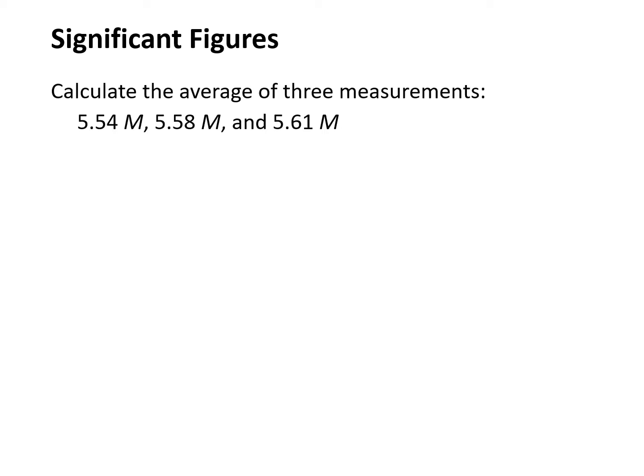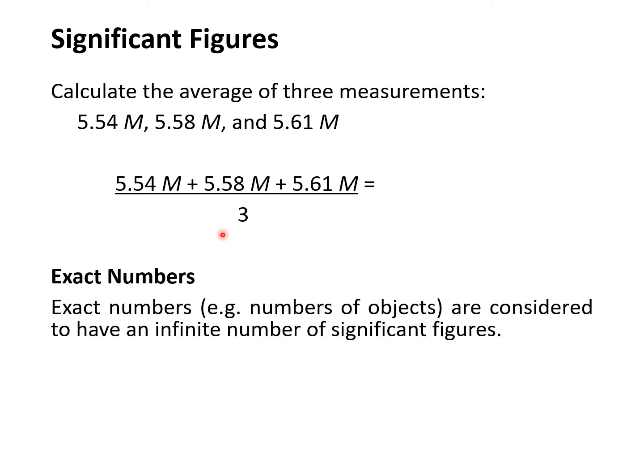In this example, we are asked to calculate the average of 3 measured concentrations: 5.54 molar, 5.58 molar, and 5.61 molar. And you might remember that in order to take the average, we simply add up the 3 concentrations and divide by 3 in this case. In this case, 3 is what is known as an exact number because it is a counted number. We know we have exactly 3 concentrations. And this is important because exact numbers are considered to have an infinite number of significant figures. So when we add up our concentrations, we should have 2 decimal places because our concentrations all have 2 decimal places. So adding them up gives us 16.73 molar divided by 3.